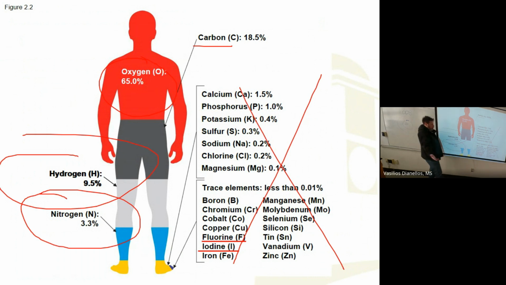Chromium, like how much chromium do we need? How do our bodies use chromium? Where do we get chromium in our diet? All these things you can look up for independent work. And again, the dose makes the poison. So yes, a lot of these things, like think about that.